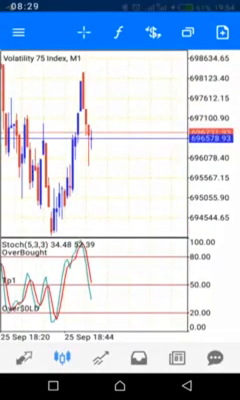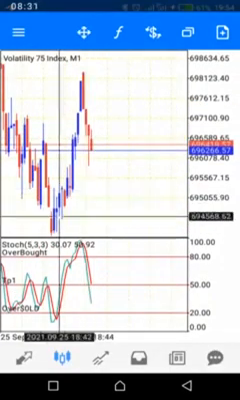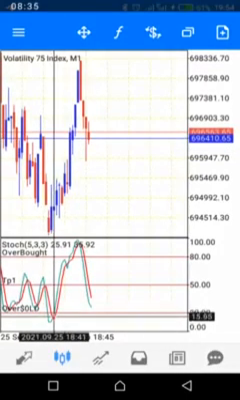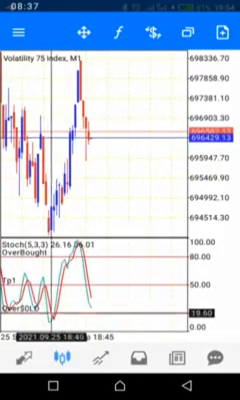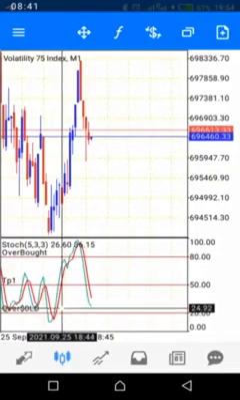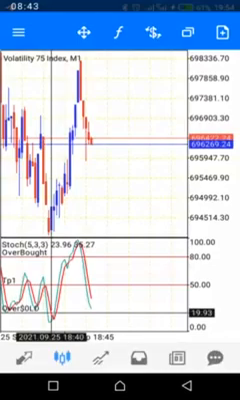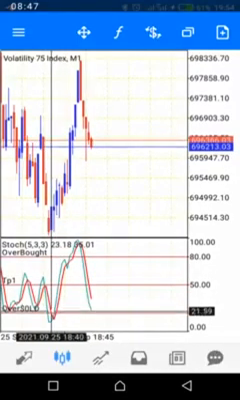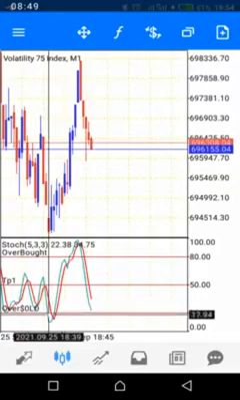Now, can you see here that it started? Don't forget that. Make sure that these two lines, this green and this red line, get to this 20 level. That is, if you are buying, get to this 20 level before you take your buy. Some of the mistakes some of us make is that we start buying immediately when it starts crossing up.